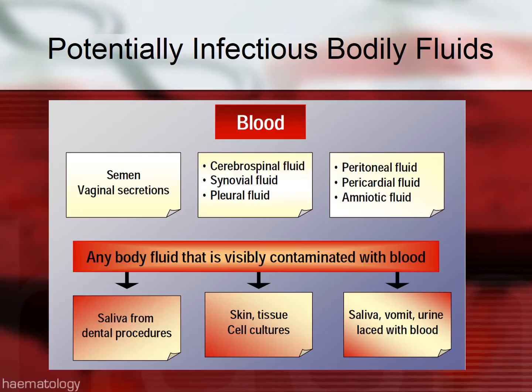So when we start looking at any bodily fluid, of how you could come in contact with that within an occupational exposure, some examples here. Saliva when you're in the dental procedures, or maybe somebody, you're working on something and they end up having some type of cut or something like that. Skin, obviously, tissue, cell cultures, maybe working in a laboratory setting, and then any type of contact with saliva, vomit, urine, feces, anything that could potentially be laced with blood.